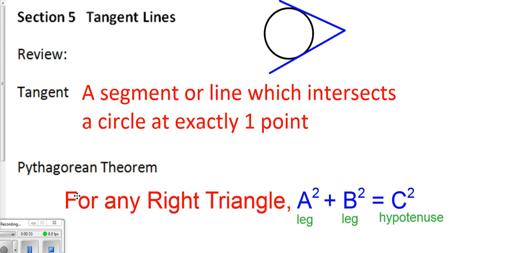Something else to review, the Pythagorean theorem. Remember, anytime you have a right triangle, the two legs, we'll call them A and B, if you square each of the lengths of those and then add it up, it equals the square of that third leg. And remember, that's called the hypotenuse. So we usually say that as A squared plus B squared equals C squared.